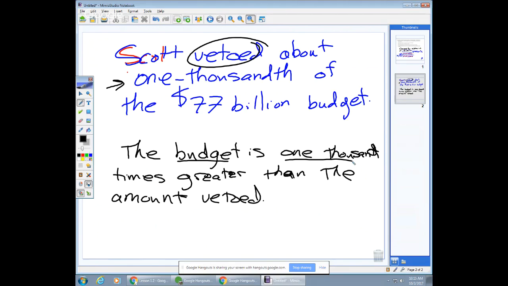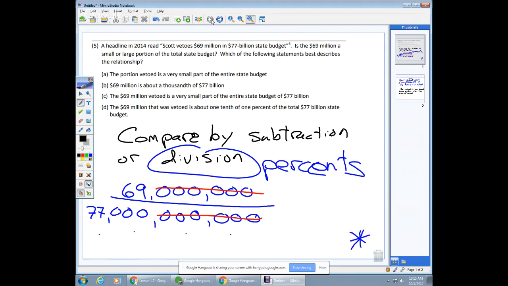Is there a sentence there that fits one of those statements? Portion vetoed is a very small part of the entire state budget. Yeah, that's true. Okay, 69 million is about 1,000th of 77 billion. Is that true too? That's true too, I think. 69 million vetoed is a very small part of the entire state budget. Yeah. The 69 million that was vetoed is about 1/10 of 1%.